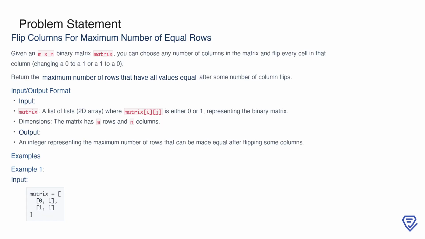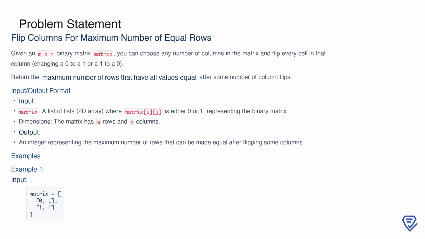In this problem, we are given a binary matrix where each cell contains either a 0 or a 1. Imagine that we have the ability to flip any column in the matrix. Flipping a column means changing all the zeros in that column to ones, and all the ones to zeros.